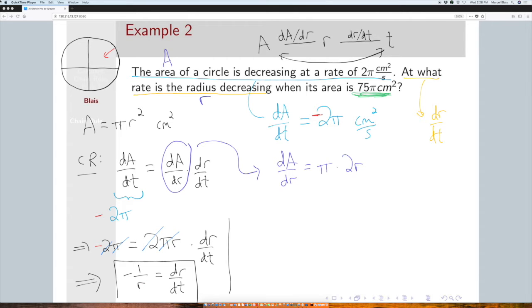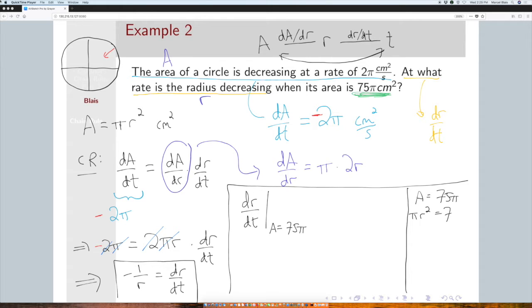Now, we are asked to find this at a specific instant. In particular, we're asked to find it when the area is 75 pi square centimeters. So using this dr/dt, we can plug in the case when area equals 75 pi. Well, we need r when this happens, but of course, if the area is 75 pi square centimeters, we know the area is pi r squared. So we can solve for r, and we'll get r is equal to the square root of 75.